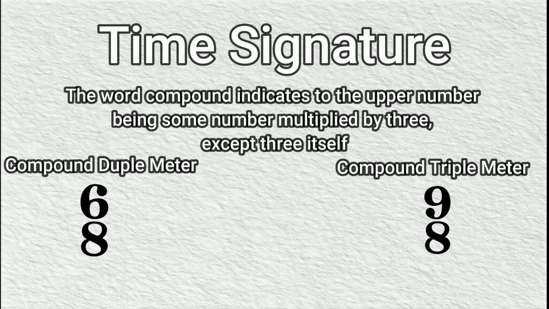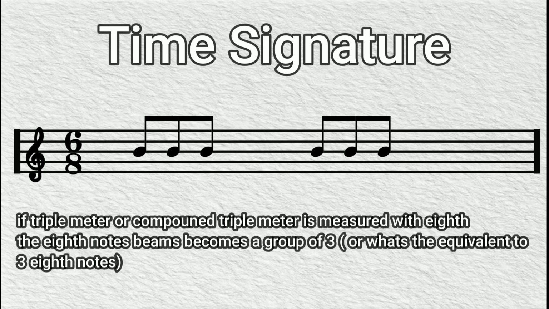The word compound indicates the upper number being some number multiplied by 3, except 3 itself. They all function the same way as any other time signature, but sound unique in their own way. I encourage you to try experimenting with it. And also the compound triple and the triple meter itself, if it's measured with eighths, you usually connect the beams in groups of 3.